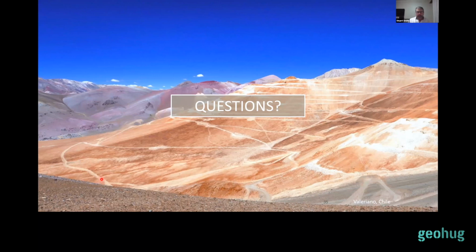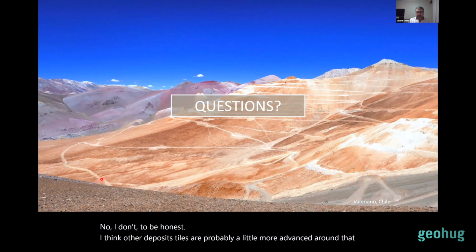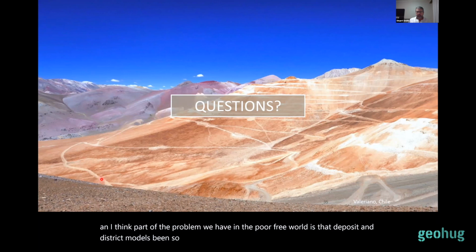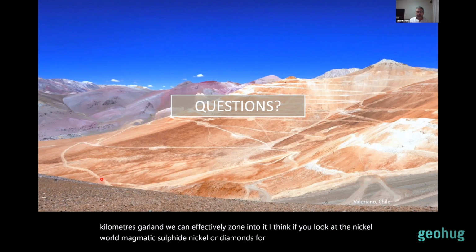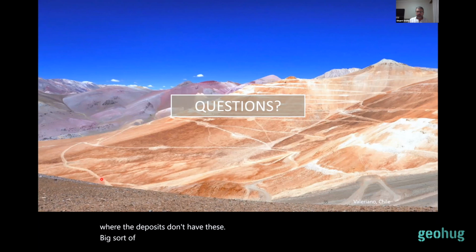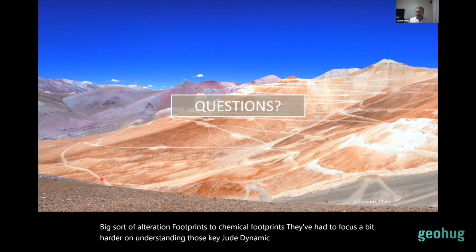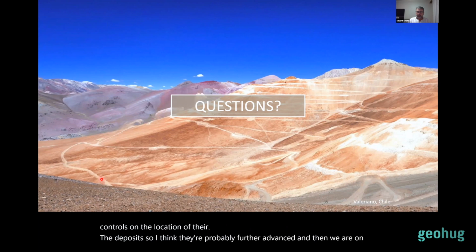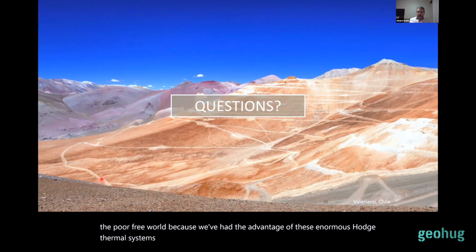No, I don't, to be honest. I think other deposit styles are probably a little more advanced around that piece. And I think part of the problem we have in the porphyry world is that deposit and district model has been so successful. And I think that's because porphyries have large footprints. So we can go and we can study the alteration, and it's that sort of kilometre scale, and we can effectively zone into it. I think if you look at the nickel world, magmatic sulfide nickel or diamonds, for example, where the deposits don't have these big alteration footprints, geochemical footprints, they've had to focus a bit harder on understanding those key geodynamic controls and the key controls on the location of their deposits. So I think they're probably further advanced than we are in the porphyry world, because we've had the advantage of these enormous hydrothermal systems that are often easy to see, such as the top of Valeriano here.